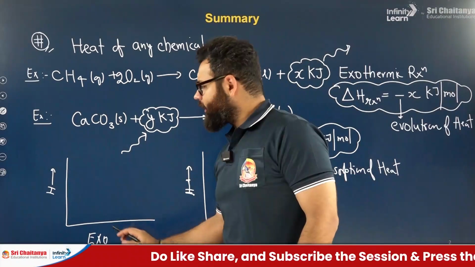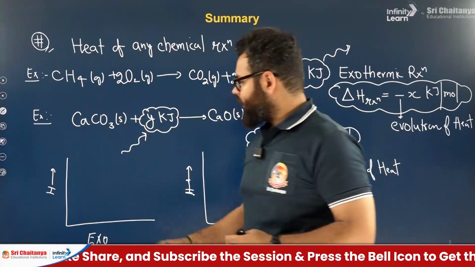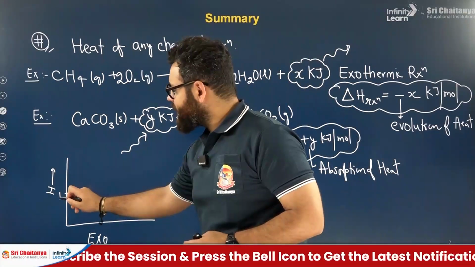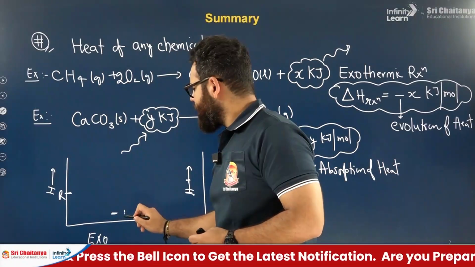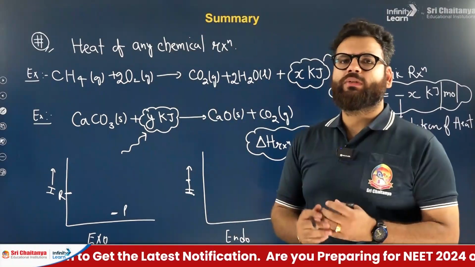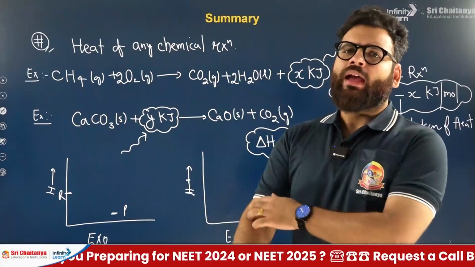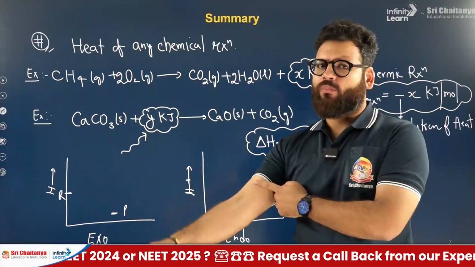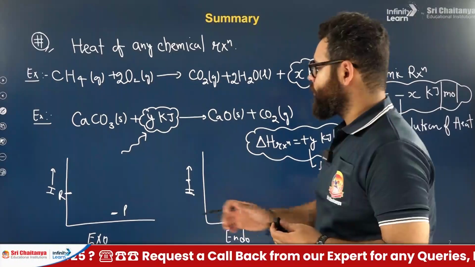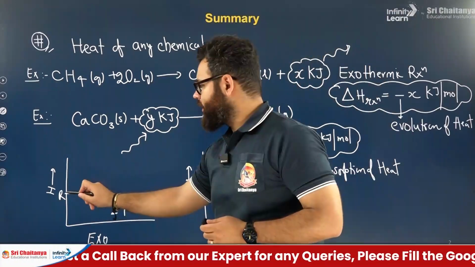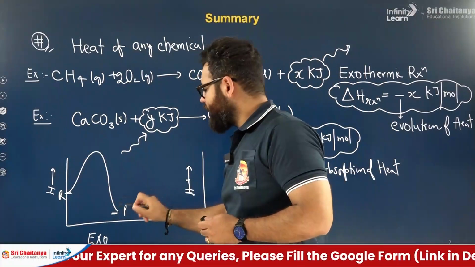For an exothermic reaction, heat comes out. That means the reactant is unstable but the product is stable. Because whenever the energy is released, the energy of the system will go down, and when the energy of the system goes down, obviously the system will become stable. So the product is stable, with less energy. This is the energy profile diagram.